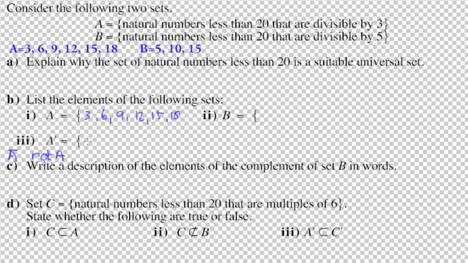Everybody who's against these guys. So that would mean 1, 2, not 3, he's in this set, 4, 5, not 6, 7, 8, not 9, 10, 11, not 12, 13, 14, not 15, 16, 17, not 18, 19, end of list. That's all the numbers that are less than 20.